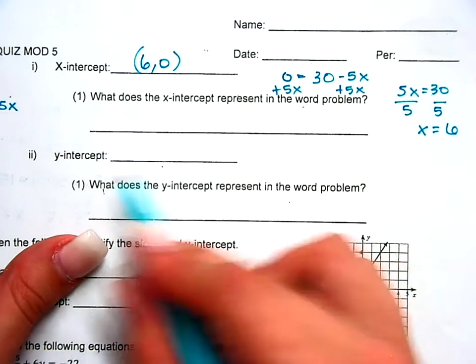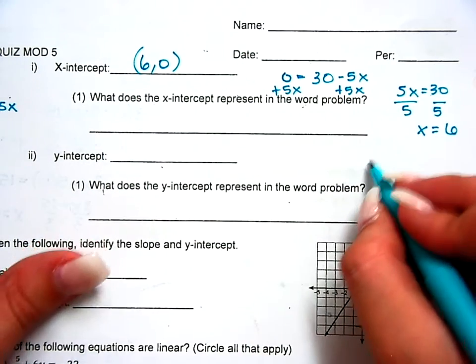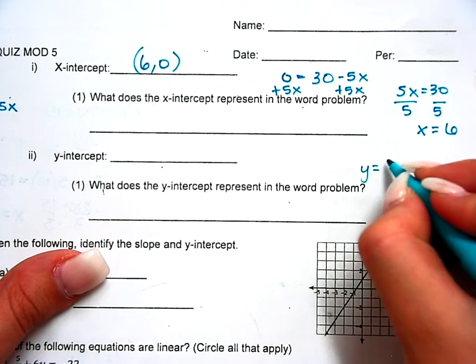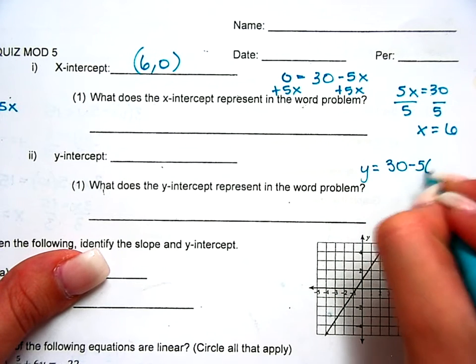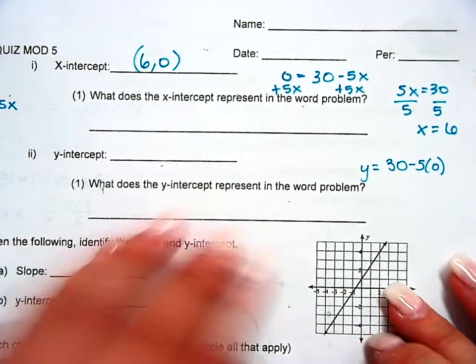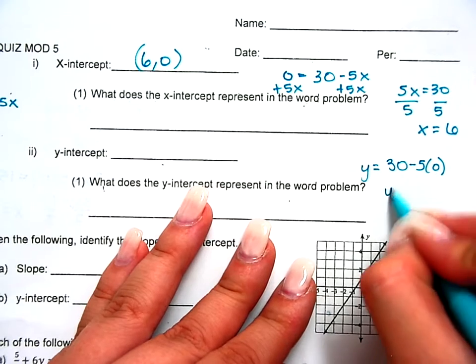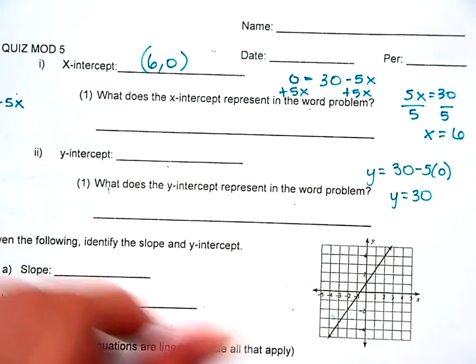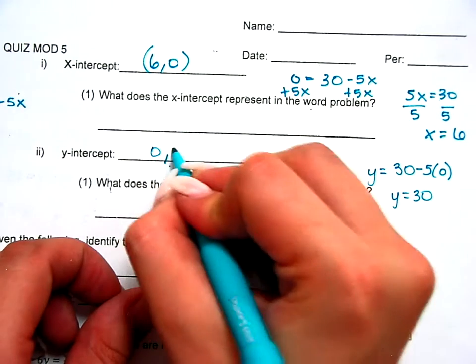If I want my y-intercept, we're going to make x 0. So I'm going to say y equals 30 minus 5 times 0. This is just 0, so now I have y equals 30. So my y-intercept is 0, 30.